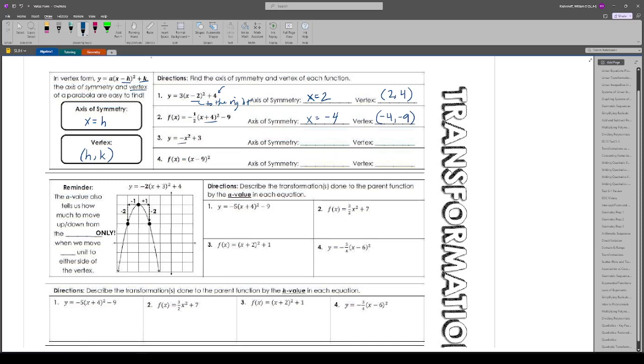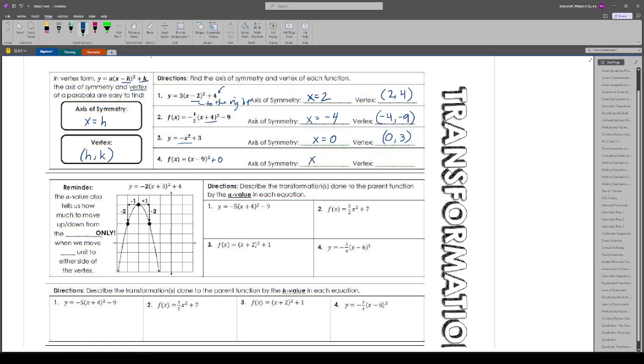Okay, so this one, there's nothing added or subtracted from x, right? There's no parentheses. So that means we haven't shifted left or right at all, and our axis of symmetry is right where it is for the parent function at x equals 0, our y-axis. Our vertex then is just 3 units up from the origin at 0, 3. This one has no y-intercept specified. No vertical shift specified.